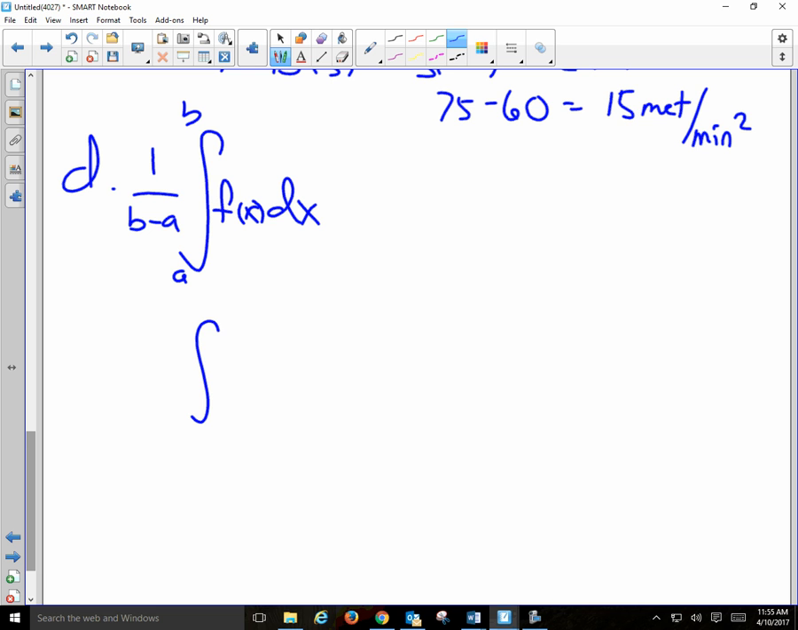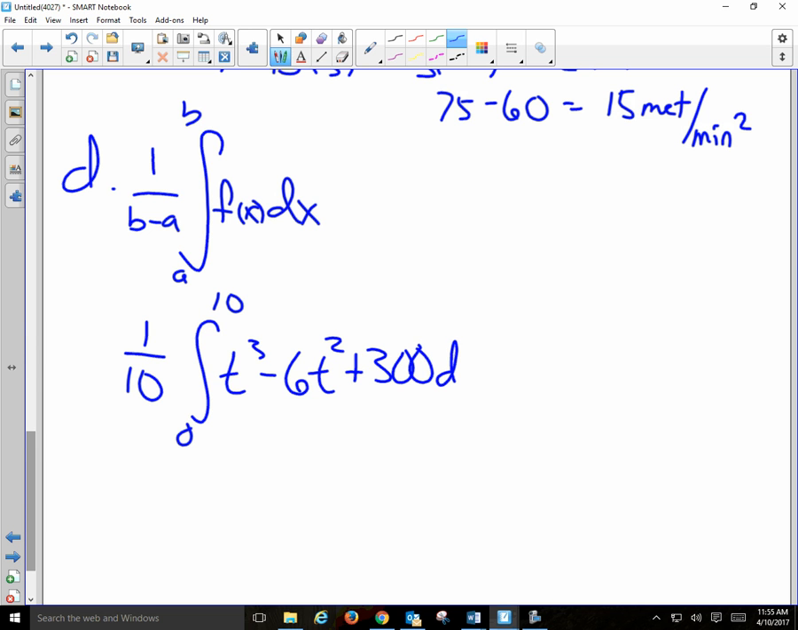So integral from what? 0 to 10. So I have 1 over 10 then here. What's my function? T cubed plus 300 dt.